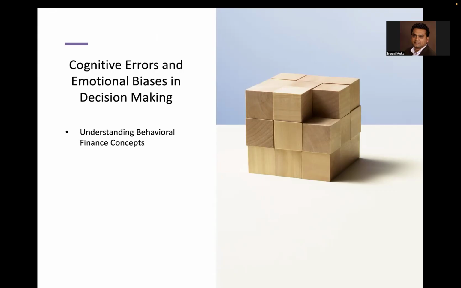The next thing is emotional biases. Emotional biases stem from the emotions, the feelings, our belief system. Those give us some kind of false illusion of our power, and we take decisions based on that.